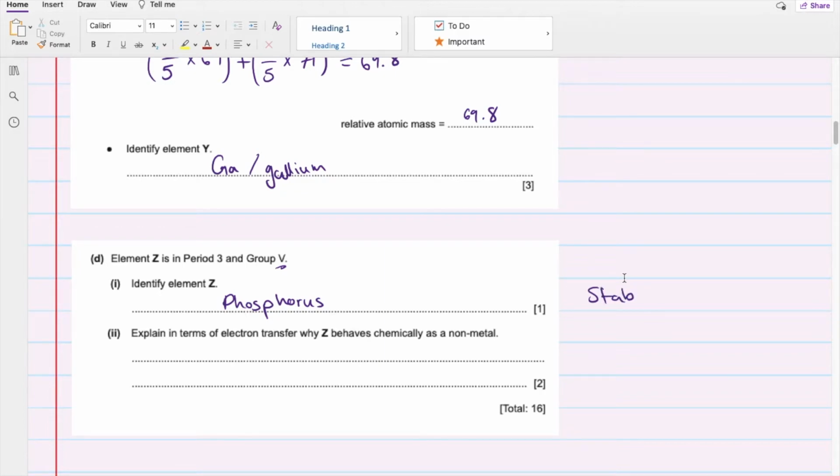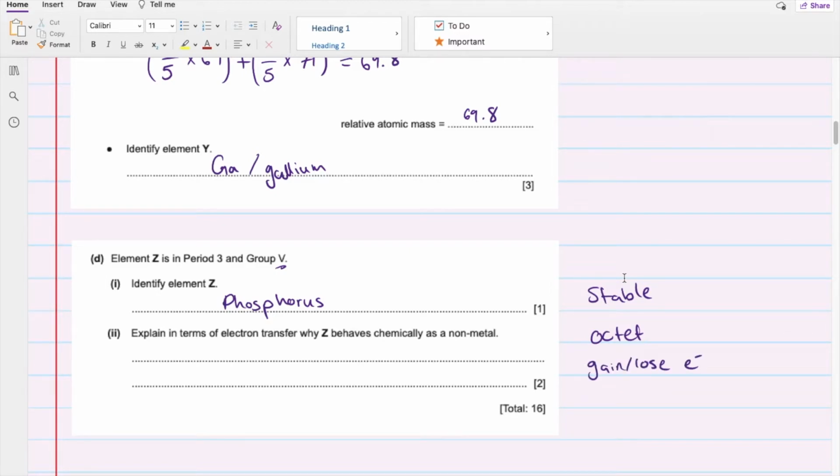It's the most important thing for them, right? In order to be stable, they need an octet. They need to reach an octet. An octet is like a full shell. And in order to reach that full shell, they'll either gain or lose electrons.